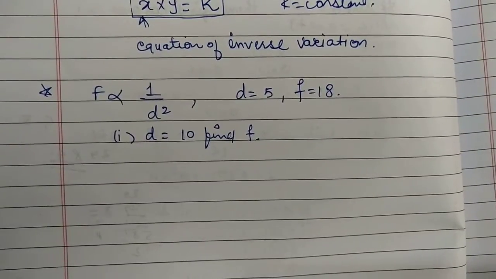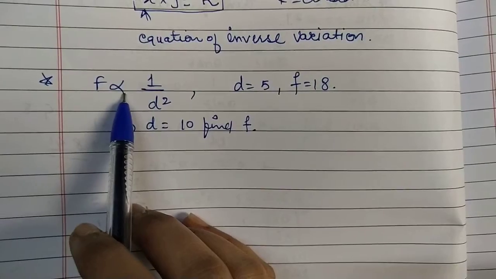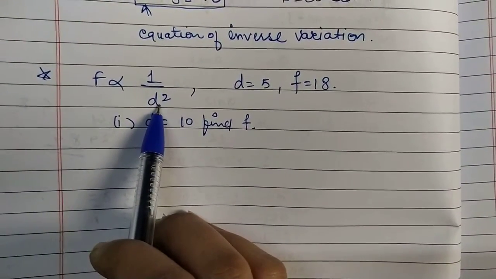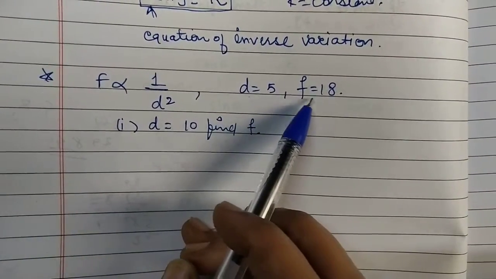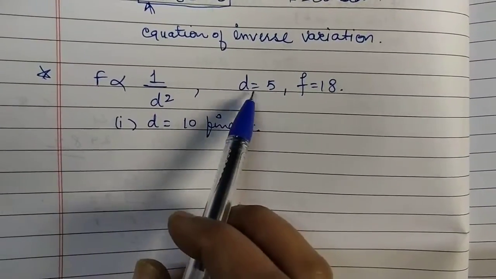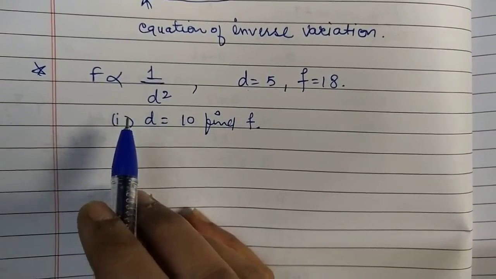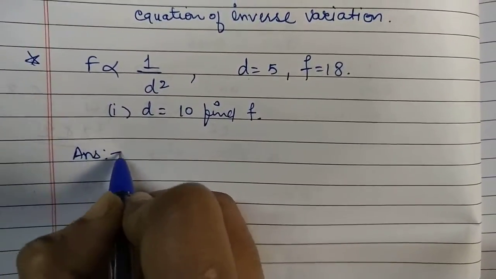This is a solved question of your textbook. It is given to you that f is inversely proportional to d square. First of all, it is given that d equals 5 and f equals 18. So what two quantities are given to you? What you have to do is find the third quantity, that is k.